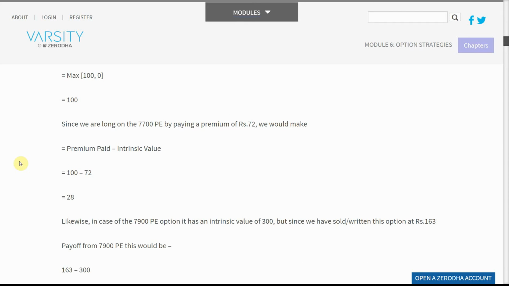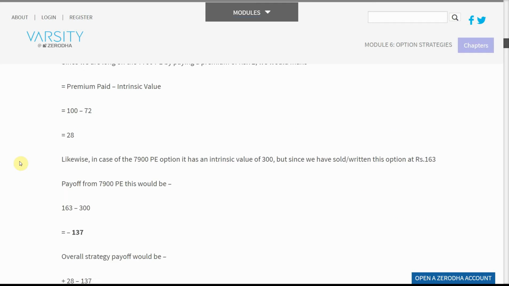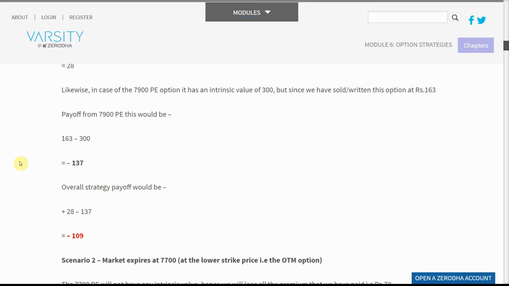Since we are long on the 7,700 PE by paying a premium of 72 rupees, we would make premium paid minus intrinsic value, equals 100 minus 72, equals 28. Likewise, in case of the 7,900 PE option, it has an intrinsic value of 300. But since we have written this option at 163 rupees, payoff from 7,900 PE would be 163 minus 300 equals minus 137. Overall strategy payoff would be plus 28 minus 137 equals minus 109.